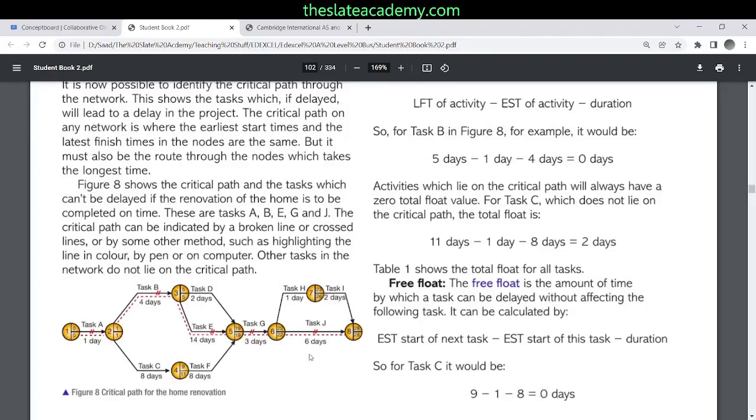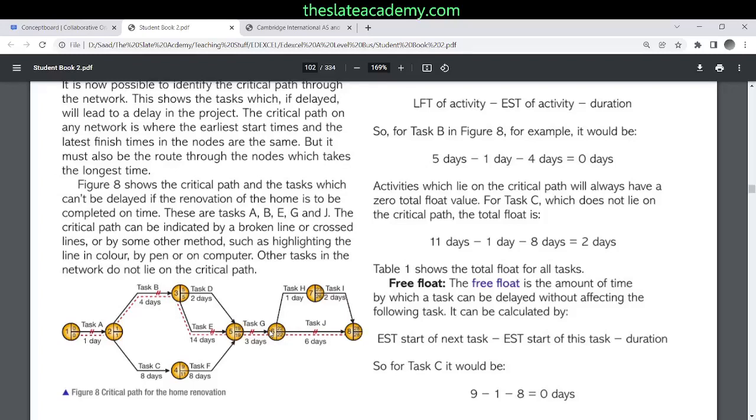For example, task A, task B, task E, task G, and task J over here. If these were delayed, the whole project will be delayed. Right. And these are the activities for which we have taken the earliest and the latest. Sir, what if over there you saw task I and task H, what if both of them increase in time?